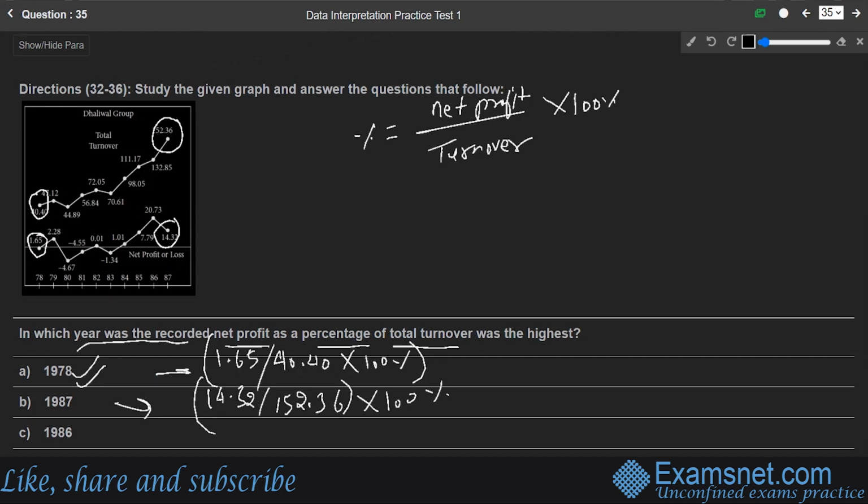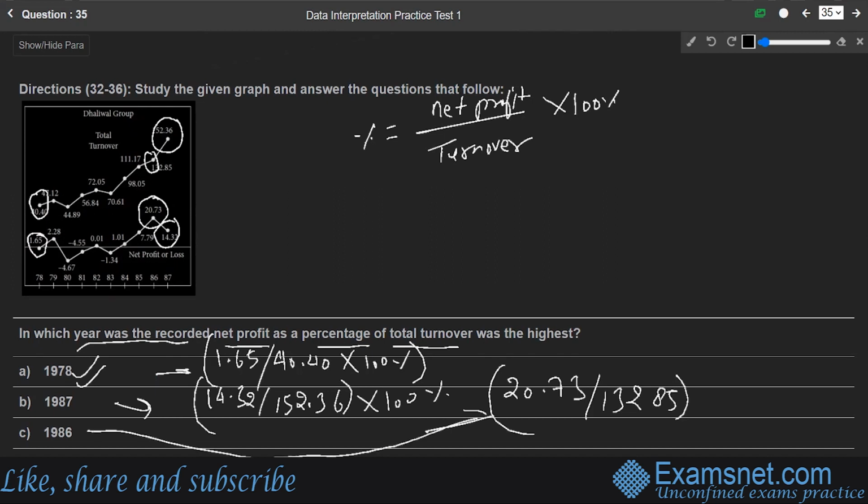Let us find out for 86. For 86, the net profit is 20.73 and the turnover is 132.85. So 20.73 divided by 132.85 into 100%, obviously. This is registered for the year 1986.